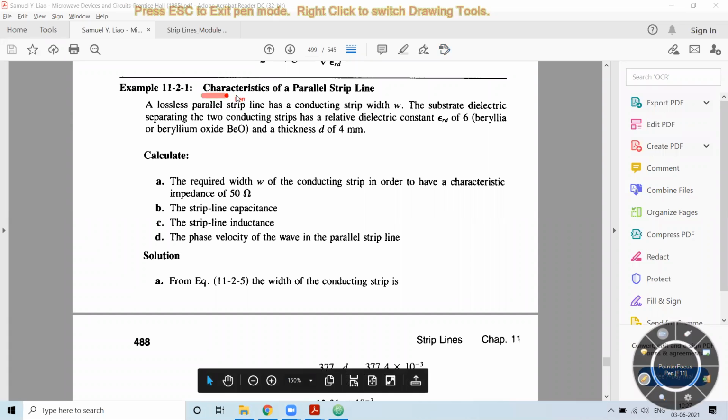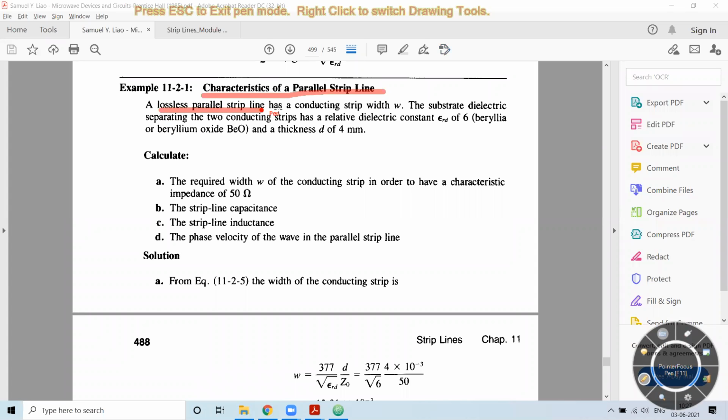So next, we'll look into a problem associated with the parallel strip line. In this case, we have a lossless parallel strip line with a conducting strip width of W. The substrate dielectric separating the two conducting strips has a relative dielectric constant epsilon rd equal to 6. It is beryllia, or beryllium oxide, with a thickness of 4 millimeter. This thickness is nothing but the dielectric material's thickness, which is given as D.